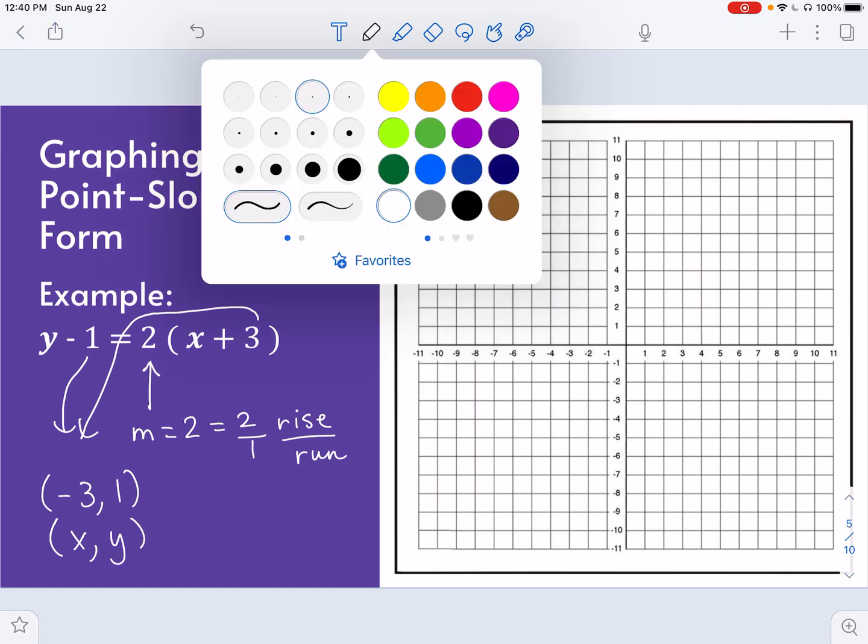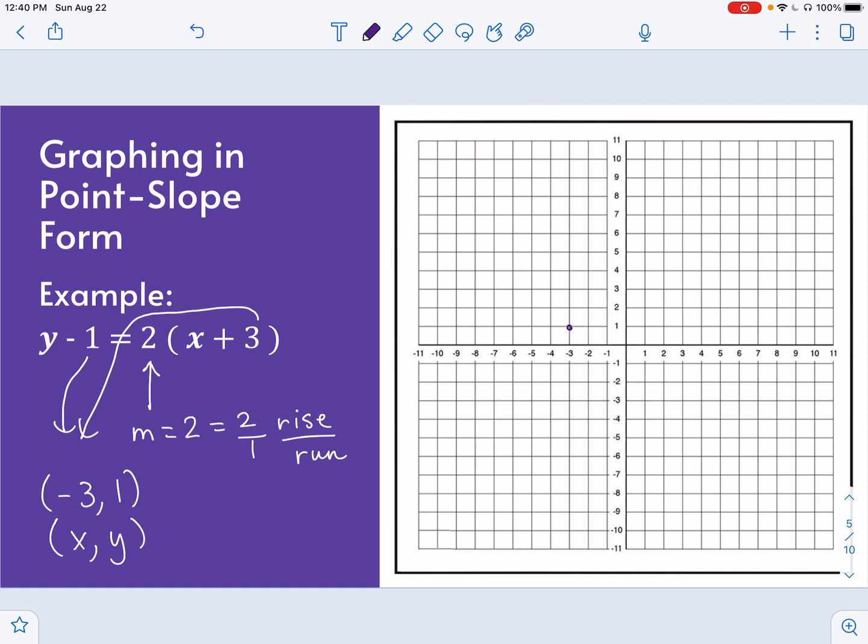So let's start with that point. I'm going to start at negative 3, 1. Then I'm going to go up 2 over 1 because it's my rise.